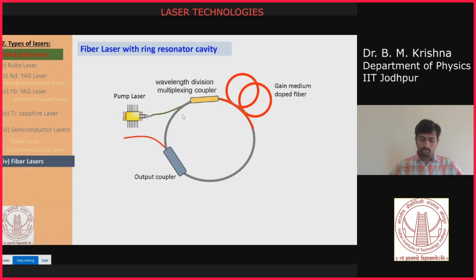Most of the time your beam is traveling through your ring resonator, and partial intensity will come out through your output coupler. You can take the output from the coupler and do whatever experiments or applications are necessary. So this way you see this becomes a very tiny device. With the ring resonator, these are all very small in size, so this is a very portable device. Your fiber laser is very portable compared to conventional Nd:YAG lasers or Ti:sapphire lasers.